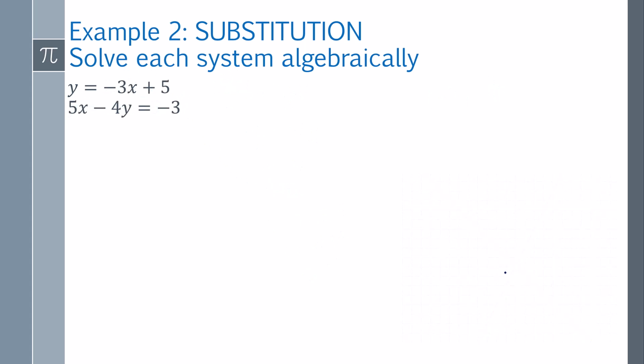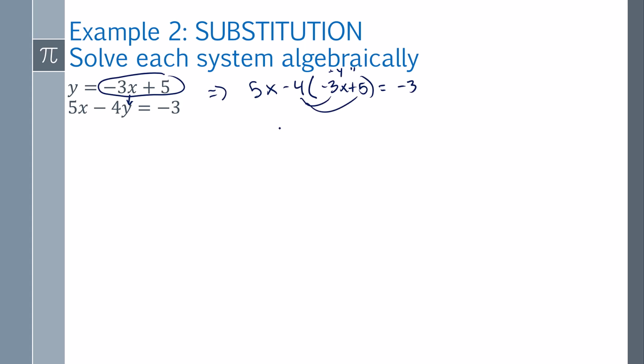Let's look at another one. So y equals negative 3x plus 5, and 5x minus 4y equals negative 3. So with substitution, I'm going to substitute what y equals in this case into the other equation. 5x minus 4, and then in parentheses, the negative 3x plus 5, and that's going to equal negative 3. So remember, this is what y was, and I substituted what y equaled from the other equation into it. Now you can also do the same thing for x. If it said x equals, then you can plug in what x was. So now we need to find x here.